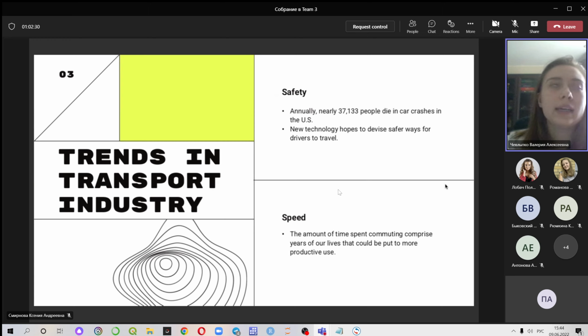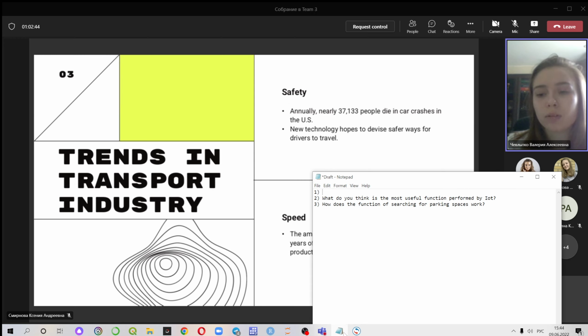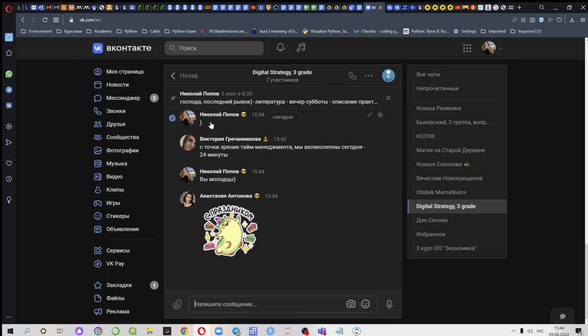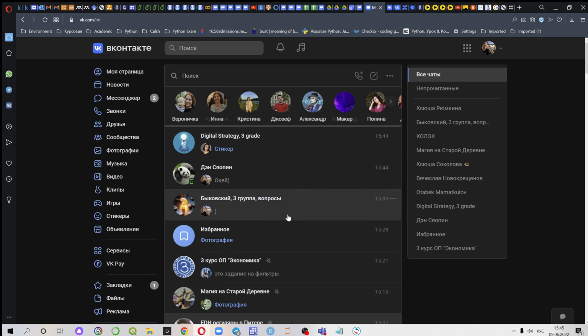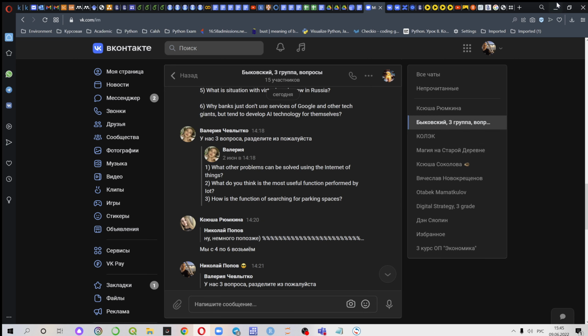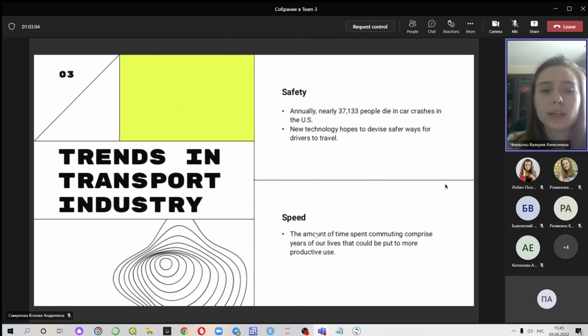This applies to both the vehicles themselves and all the software that helps ensure safety. Annually, nearly 37,000 people die in car crashes in the US, and speeding and distracted driving play a major role in these crashes. And new technology hopes to devise safer ways for drivers to travel. And speed is the second trend. The amount of time spent commuting due to miles traveled or traffic congestion comprises years of our lives that could be put to more productive use. Transportation technologies hope to make travel quicker and more efficient by traveling at high speeds. And the technologies that we talk about further are in development, and these technologies can change the lives of all people radically. And my colleague will continue.